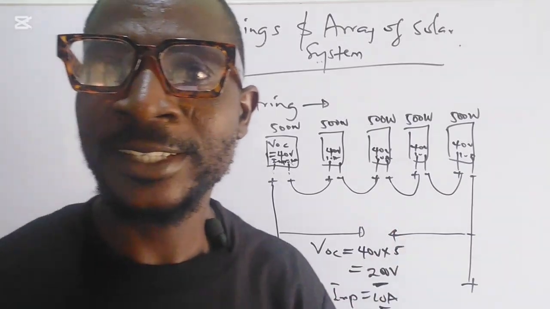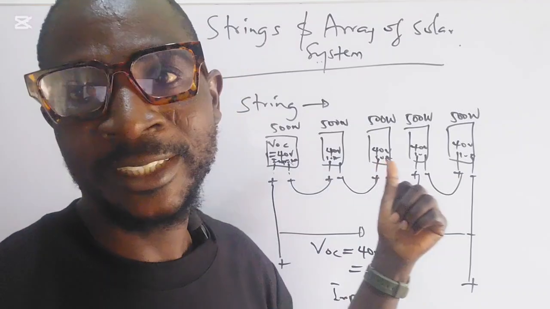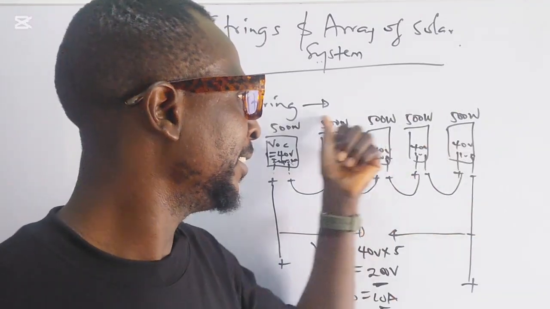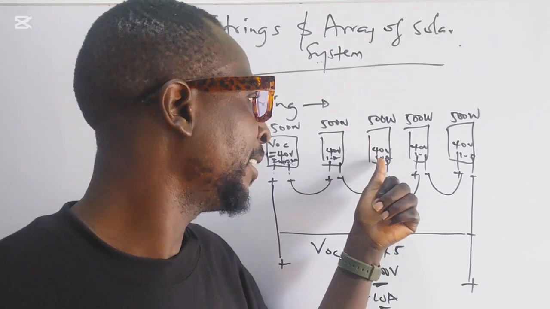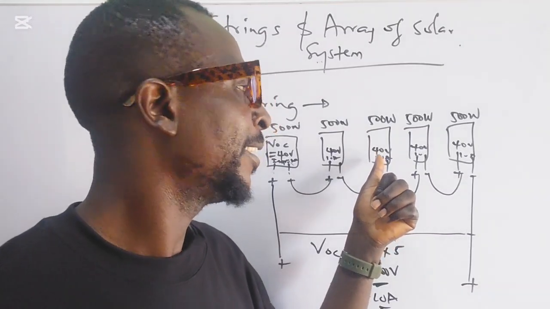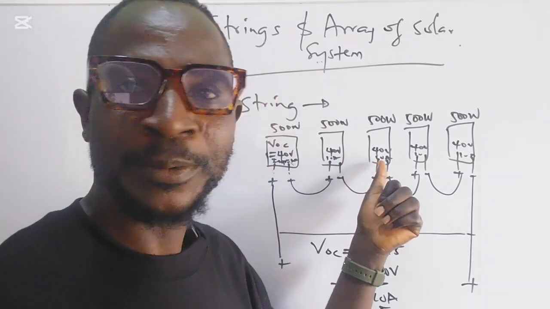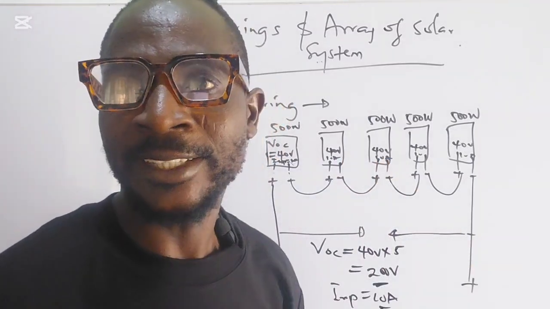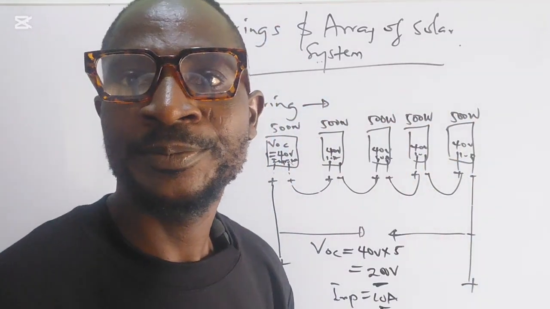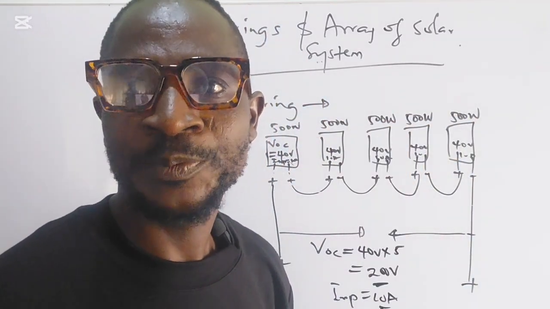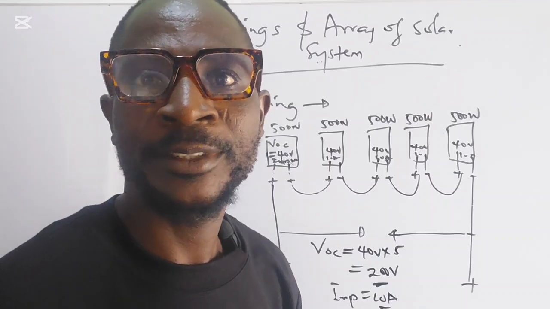So one disadvantage of this is that if one of these panels is shaded, it will affect the entire panel on this string. Because if one is shaded, the current of whatever is coming out from this place is what we will get at the end. So it will affect the overall system. Please, let's take note. The voltage adds up, the current will remain the same.